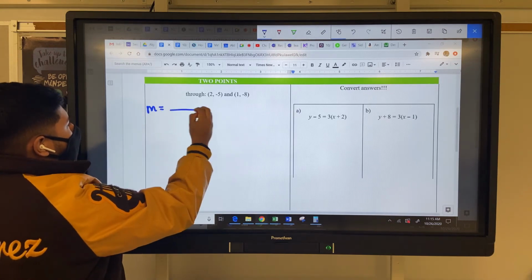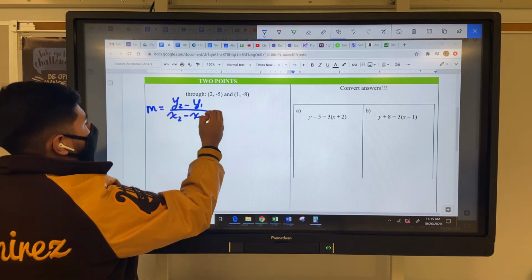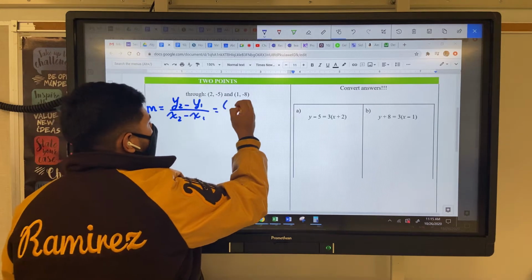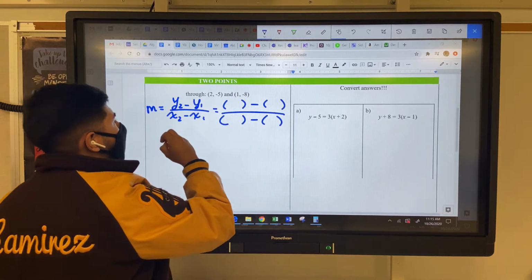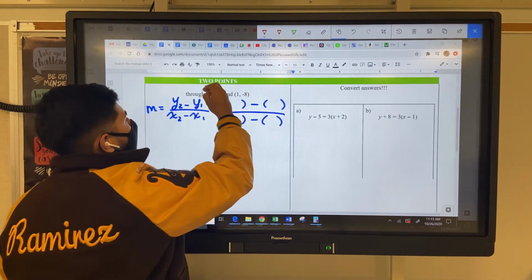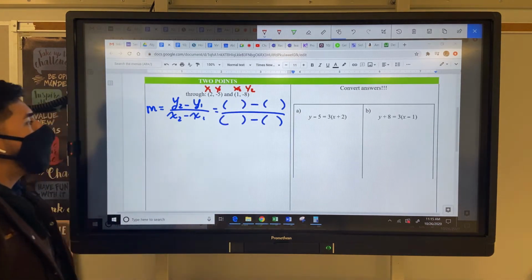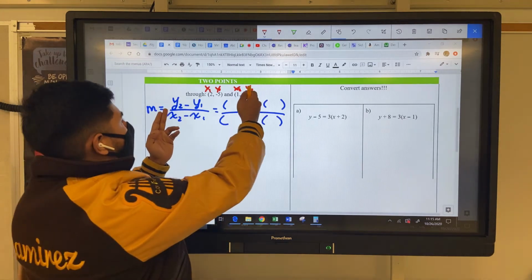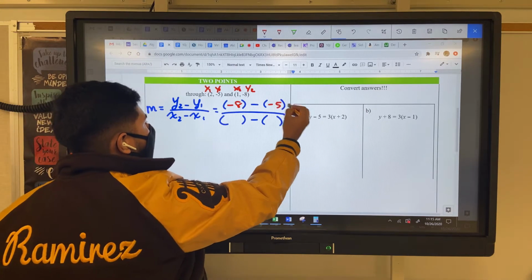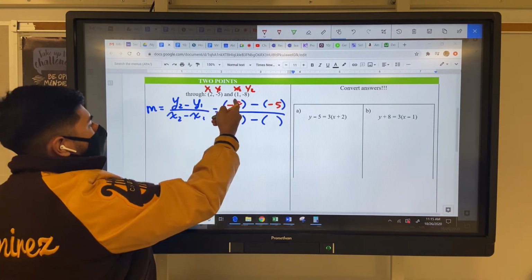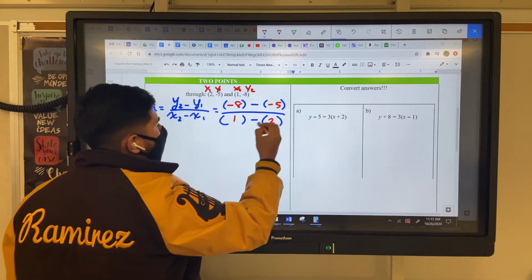m equals y2 minus y1 over x2 minus x1, parentheses minus parentheses over parentheses minus parentheses. Don't forget to label x1, y1, x2, y2, and we just put them in as normal. y2, that's negative 8. y1, that's negative 5. x2 is 1. Then x1 is 2.